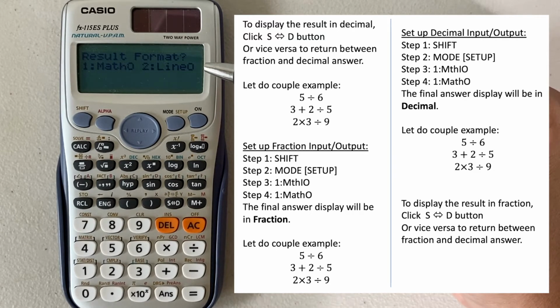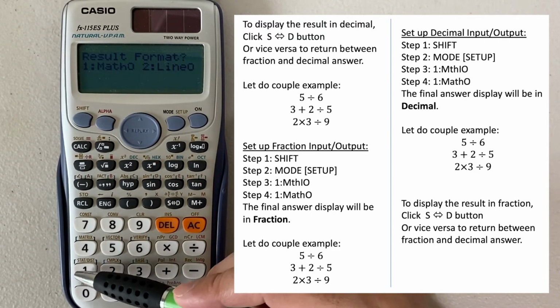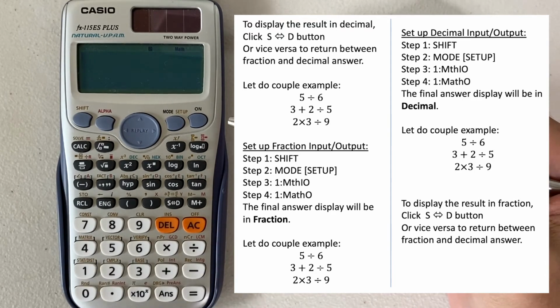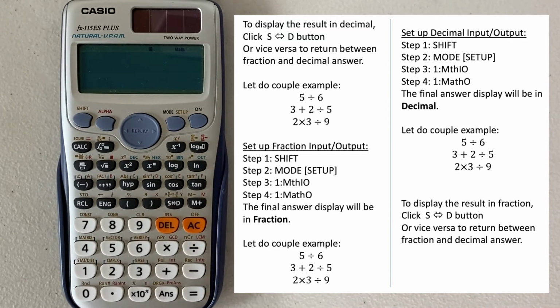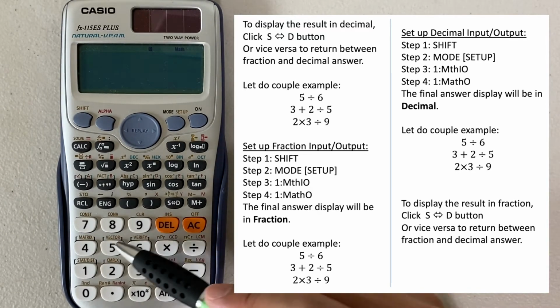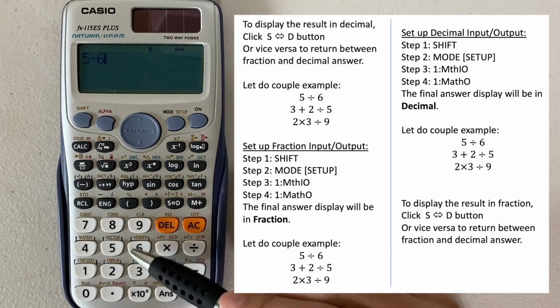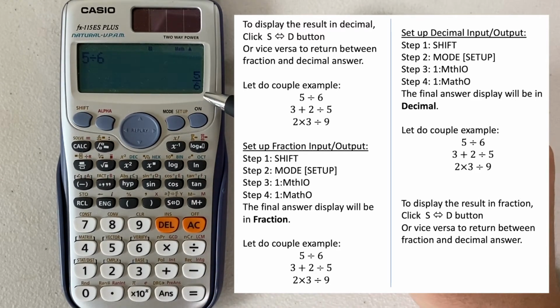So let's say we want to display in the fraction. So we select number 1 here, and this is selected to be displayed in the fraction. Let's do a couple examples and see how it works out. So let's say you have 5 divided by 6, right? And as you can see, it gives you a fraction right away.